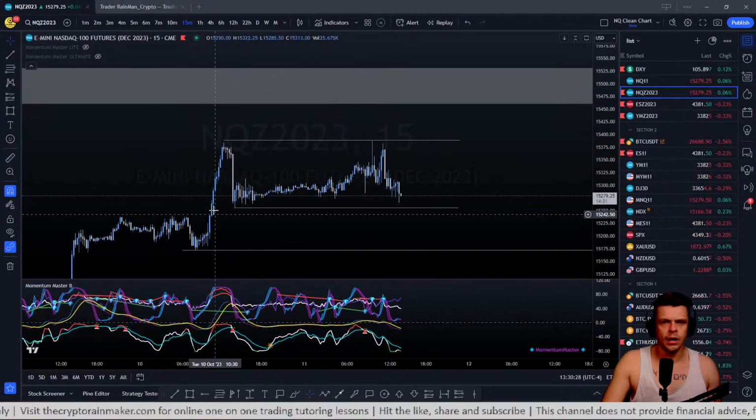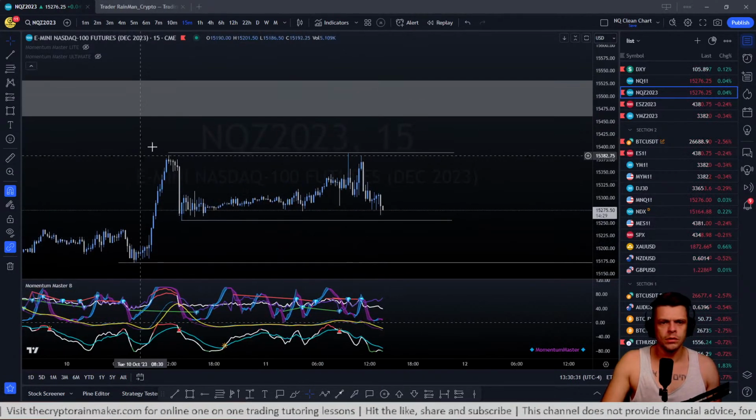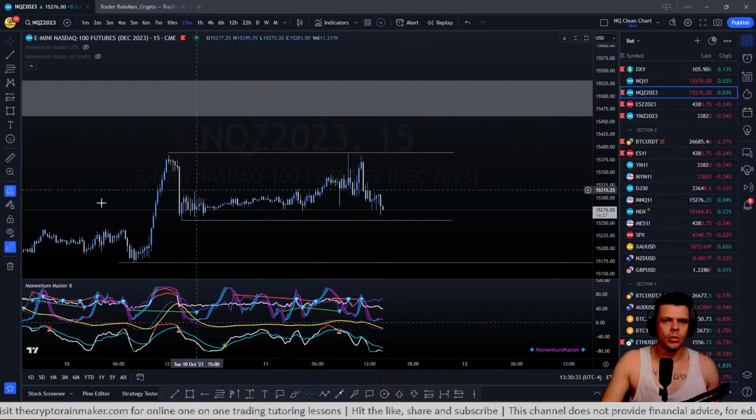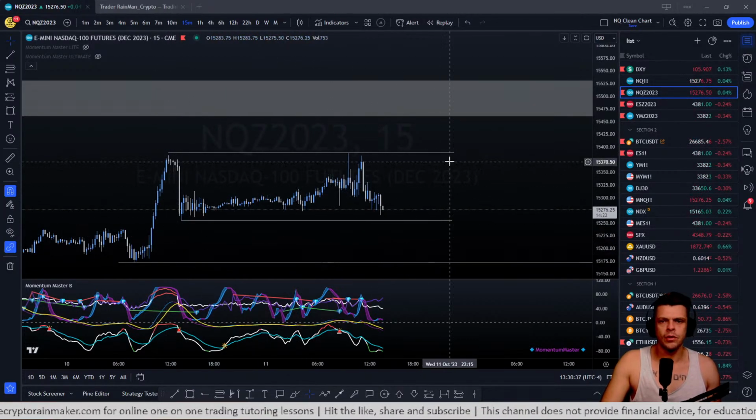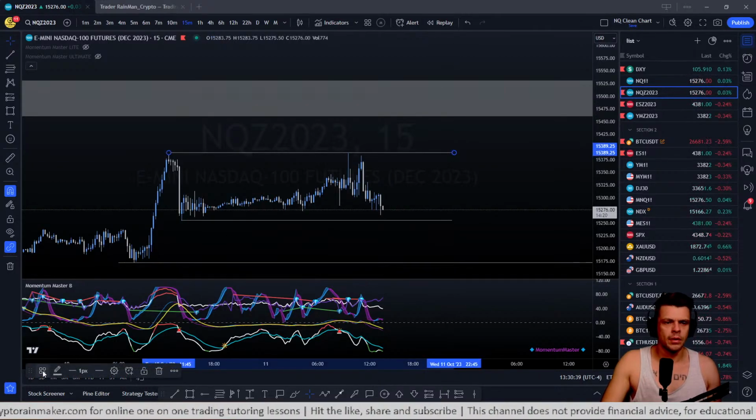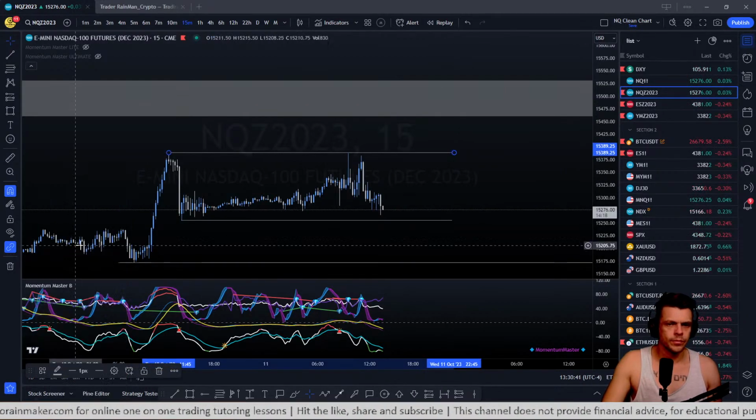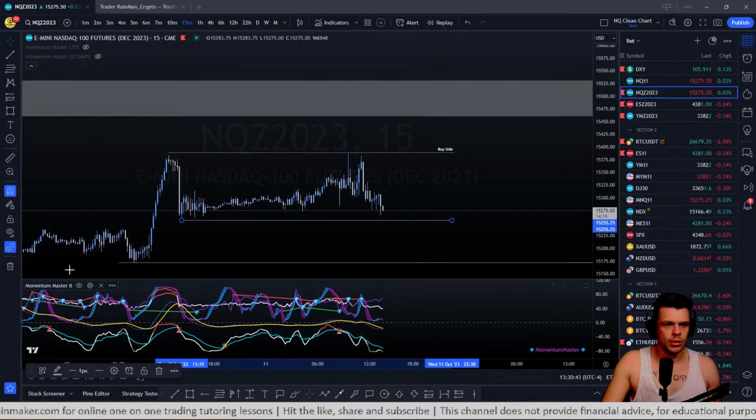So a lot of the guys call this an idiot box. So it's idiot boxing, but what it's actually doing is just inducing liquidity on either side of the range. So buy side above these highs, sell side below the lows.